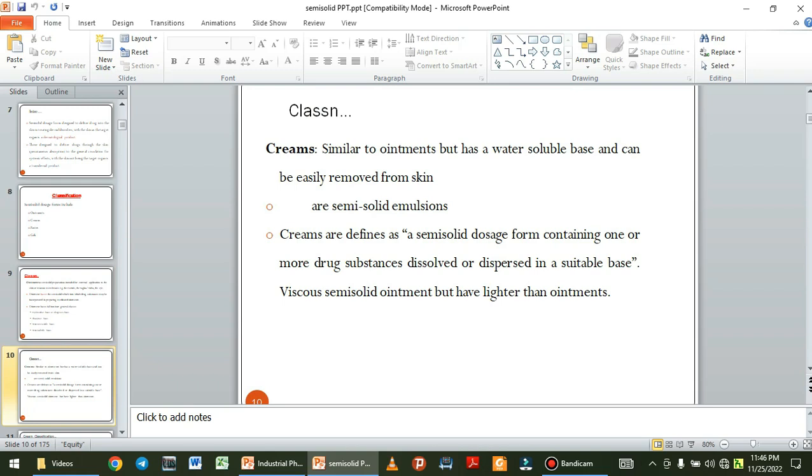That is the difference between ointment and cream, right? Cream is similar to ointment, but it has a water soluble base, that is why it has high amounts of water in it, because the base that we are using in the formulation of cream is a water soluble base.